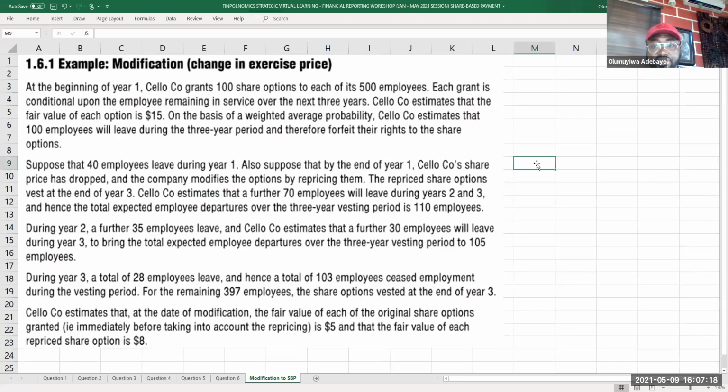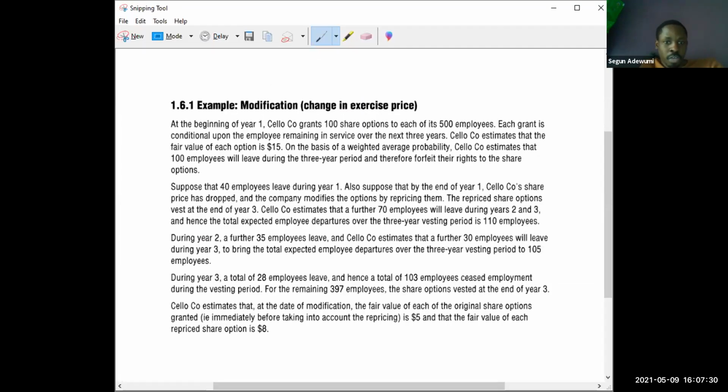Okay, can somebody read this? Okay, example, modification. Can I go ahead? Yes, go ahead.